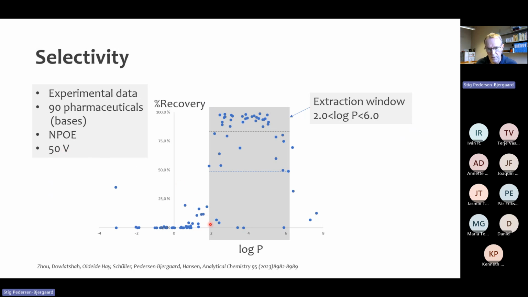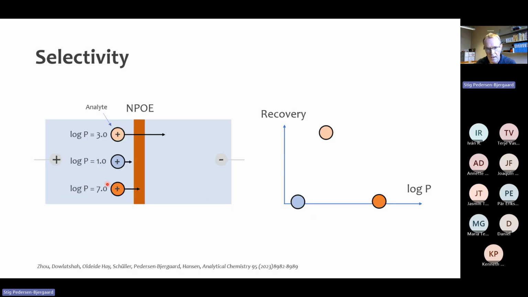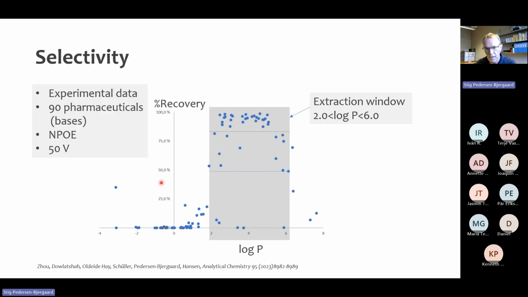And you can see that from log P 2 to about 6, more or less all these substances are extracted with very high efficiency. At lower log P, the substances are too polar to enter the membrane, and above log P 6, they are so hydrophobic that they remain in the liquid membrane. Therefore, because we have transport in and out of liquid membranes, EME systems typically extract in windows like this.